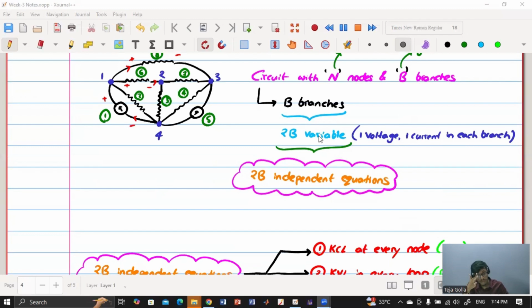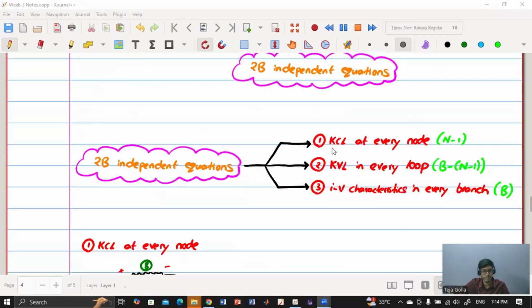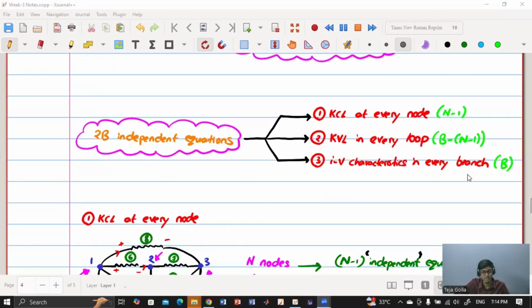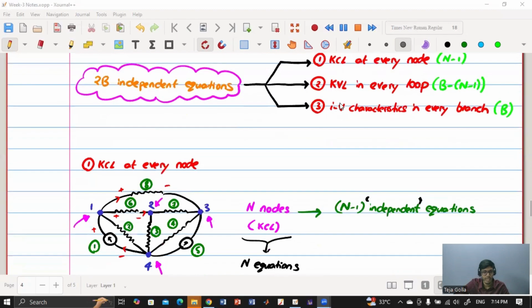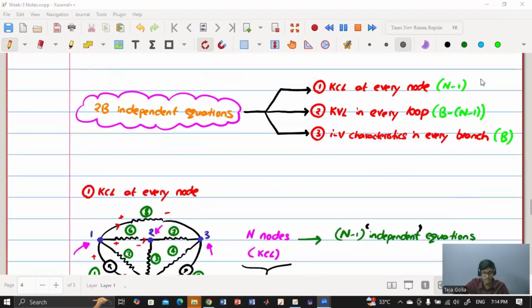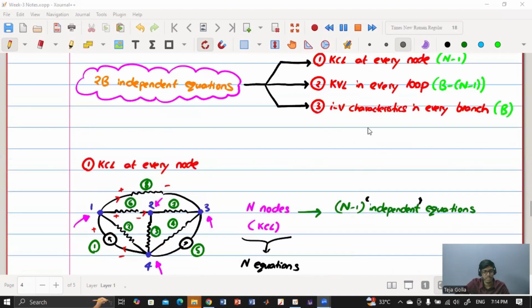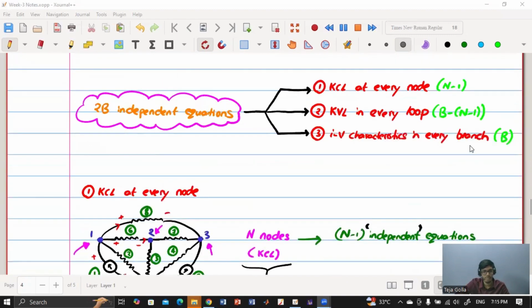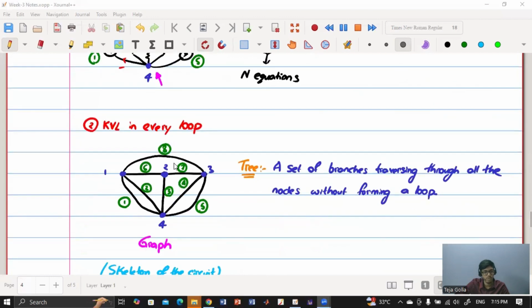So we'll have 2b variables, which means we need 2b independent equations. And how will we get them? From KCL, KVL, and the IV characteristics of each branch. So how many KCL equations will we get? If there are n nodes, we'll get n minus 1 independent equations. So n minus 1 equations here. And for the IV characteristics, if there are b branches, we'll get one equation per branch. So b equations. And how do we get the number of loops for KVL?